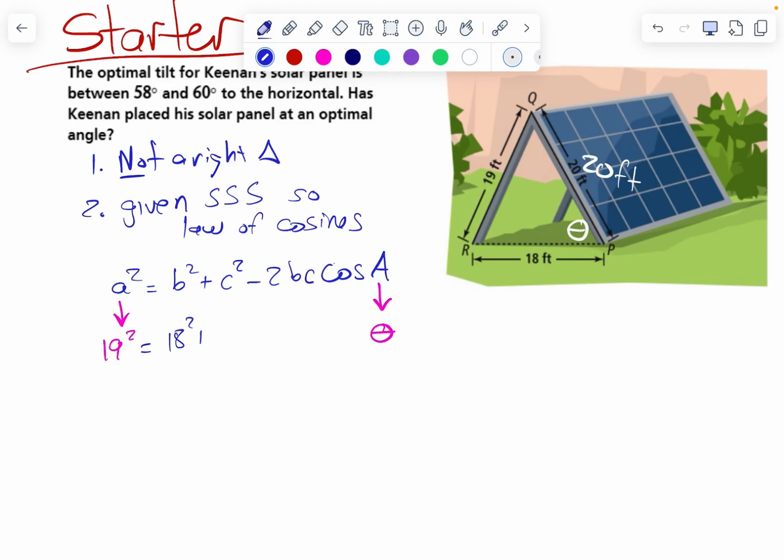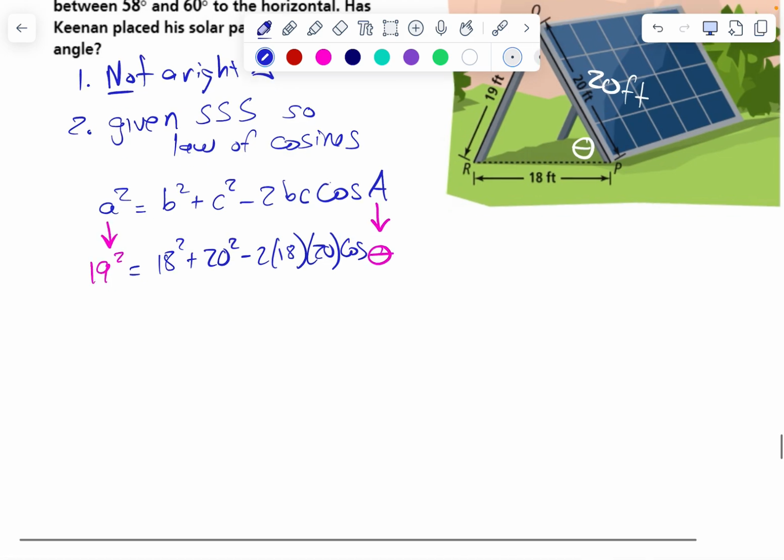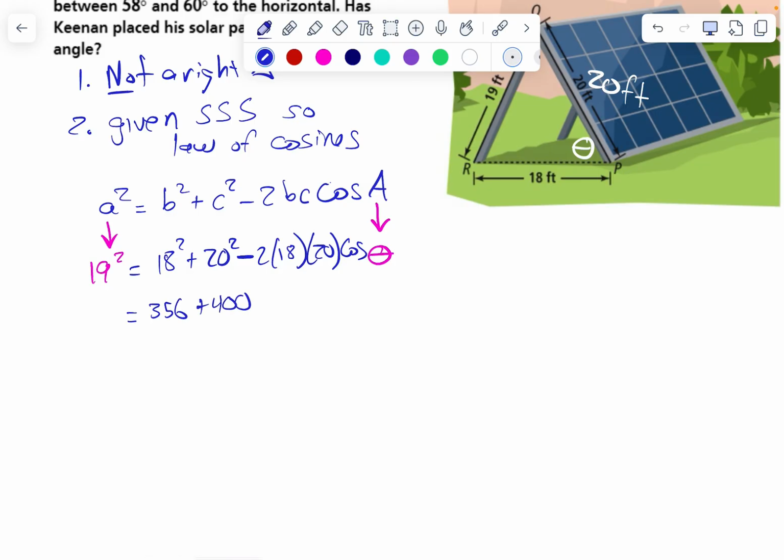So we have 18 squared plus 20 squared minus 2 times 18 times 20 cosine of theta. And this is the solving for angle version, so it's the one you have to be careful with your order of operations. Take it slow. The biggest issue is always going to be with this subtraction symbol right there. Otherwise, most of the rest of it goes pretty well. I think 18 squared is 256, is that right? Yes? 324, I was close. Okay.